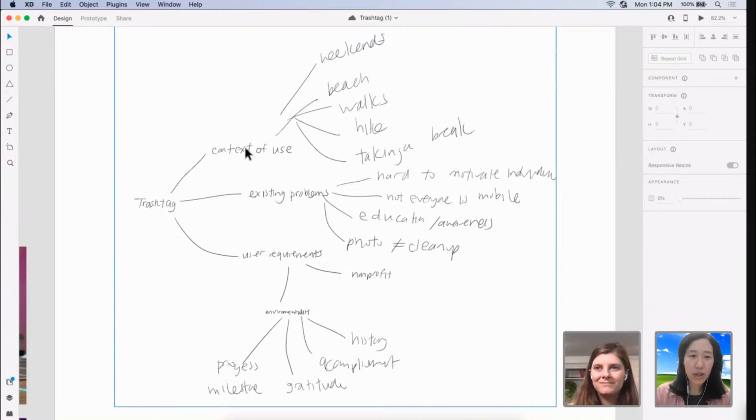I was thinking, what are the contexts of use? Where would someone be using this? Maybe who is that type of person? And then thinking about the existing problems in this space, and then maybe some user requirements. That can be the user in terms of the person using the app, someone that wants to help clean up the environment, or the user on the other side, which is the nonprofit group that needs that data.